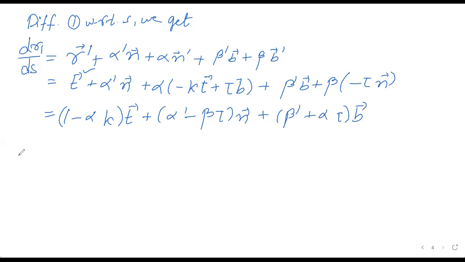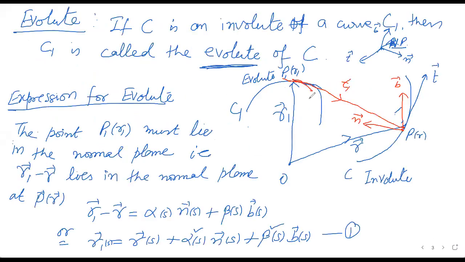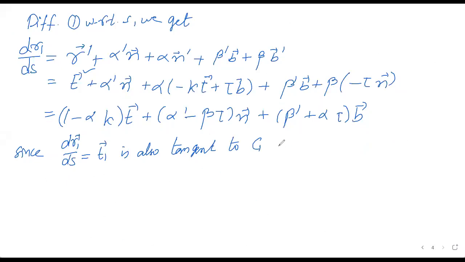Now since dr1 over ds, है ना? If I am writing this vector, it is t1. This is also tangent to c1. ये आपका जो t1 था, it is tangent to c1. This curve is c1. Tangent to c1. तो अगर tangent to c1 है तो इसका मतलब क्या हुआ?